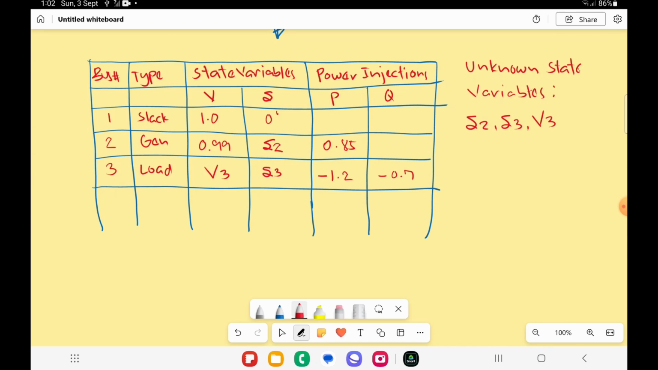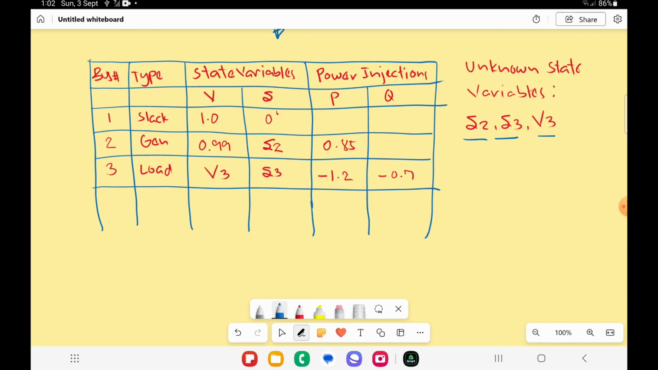In my previous video lectures about Gauss-Seidel power flow calculation, I have said that for generator bus, we need to use reactive power equation and voltage equations. And for load bus, we only need voltage equation. But in this Newton Raphson power flow calculation, it is different. We need to remember that when the unknown state variable is angle, we need real power equations P, and when the unknown is voltage, we need reactive power equations.